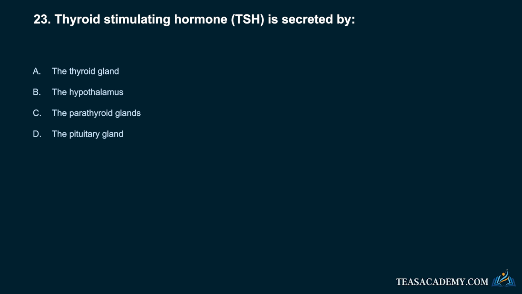23. Thyroid stimulating hormone, TSH, is secreted by A. The thyroid gland. B. The hypothalamus. C. The parathyroid glands. D. The pituitary gland. Correct answer, D. The pituitary gland.